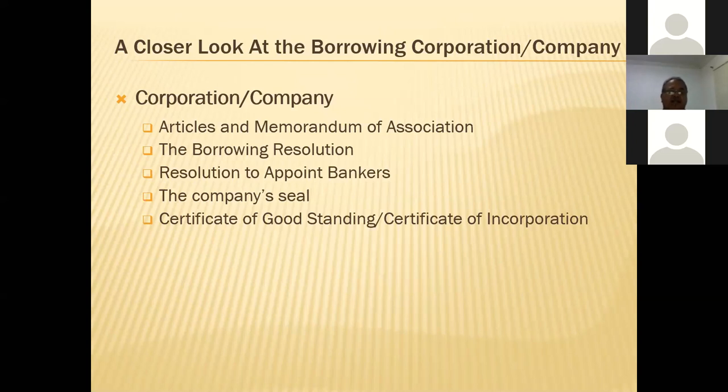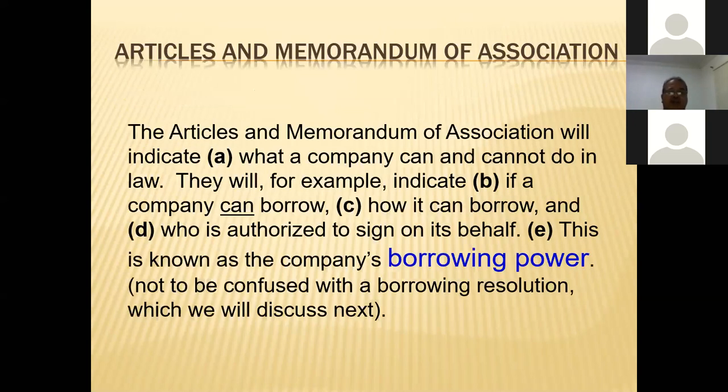And as I mentioned, we looked at the Articles and Memorandum of Association and 5 components. The fifth one, we said, is known as the company's borrowing power. Okay, and notice how borrowing is spelled, with an O, B-O-R-R-O-W-I-N-G, not B-U. B-U is what rabbits do, they burrow holes in the ground and that sort of stuff. Okay, so it's borrowing power.